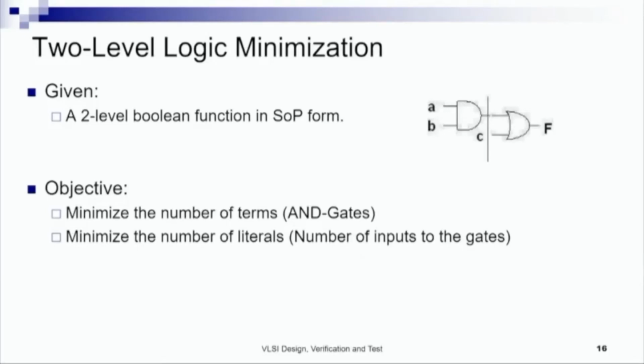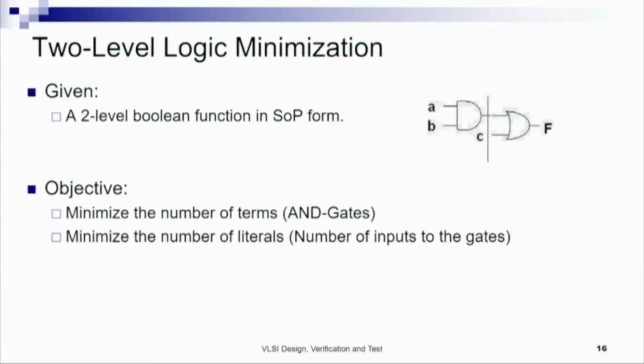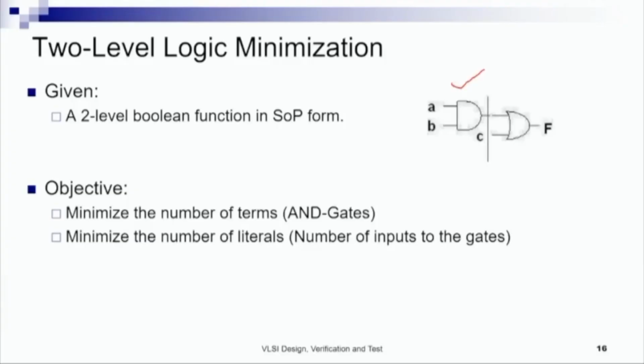Today we will discuss two-level logic minimization. We understand that any Boolean expression can be represented by a two-level logic expression. Here we have two levels. The first level is an AND plane, the second level is an OR plane. There will be numerous product terms, and there will be an OR gate which will sum up all the product terms together to realize the final function.